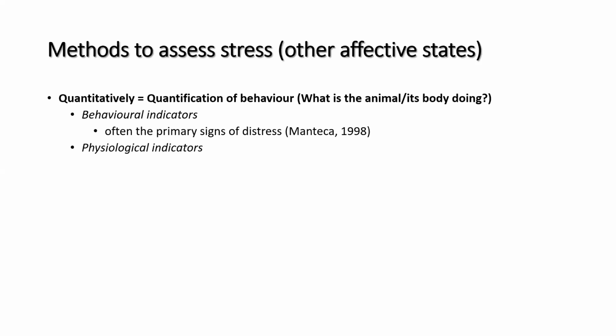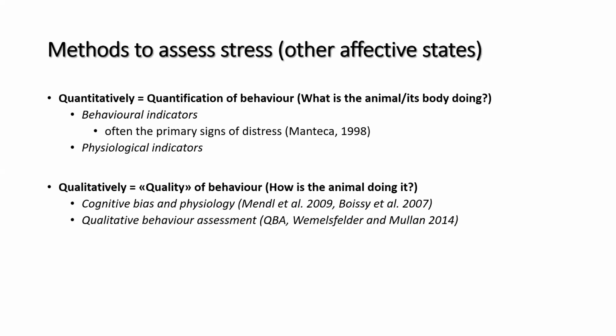Different scientific research methods have been designed to assess stress in goats, or in general, in animals. We can divide these methods into quantitative and qualitative methods. Quantitative assessment is, like it says, the quantification of behavior. So it describes what the animal or its body is doing. It can be assessed using behavioral indicators, which are often the primary signs of distress, or physiological indicators. However, we can also describe the quality of behavior, or how the animal is doing something. This method makes use, for example, of cognitive bias tests, but also of qualitative behavior assessment, or QBA for short.